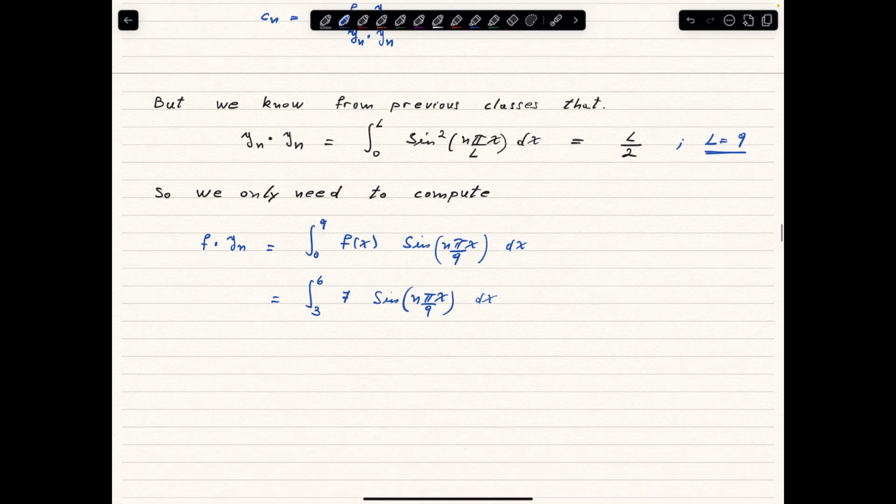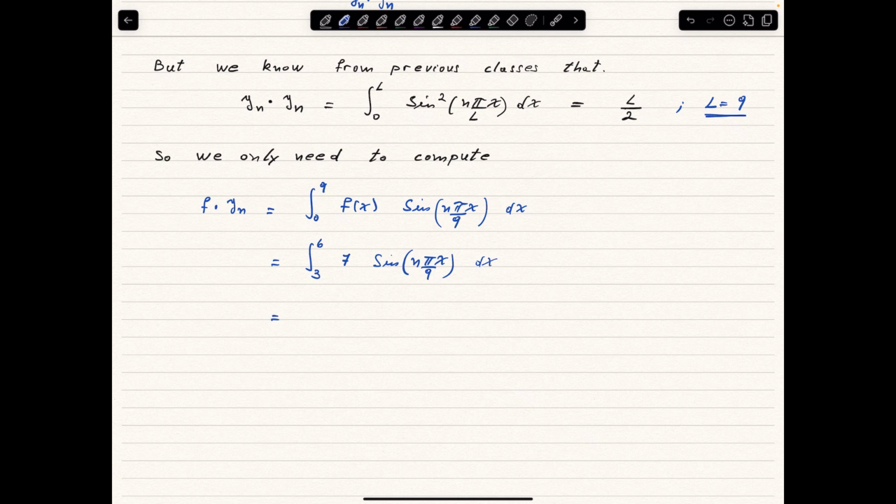So it's a very simple integral now because the 7 can be written outside. The integral of the sine, well, is negative cosine, so it's negative 1.